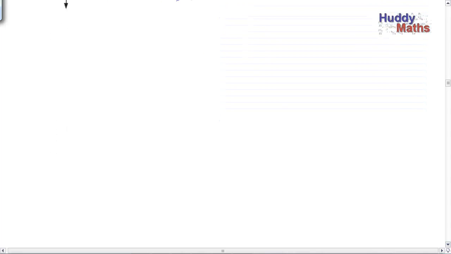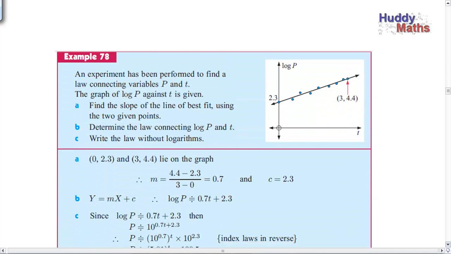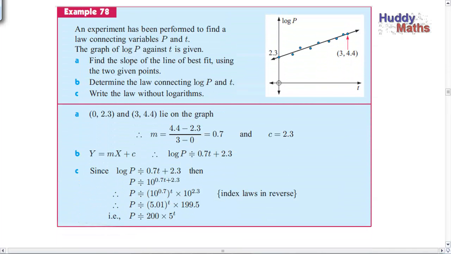Okay, let's have a look at a little example here from Hayes and Harris. An experiment has been performed to find a law connecting variables p and t, and the graph of log p against t is given. So obviously they've left a bit out here. P against t was a curve up here, and then we're going to plot log p against t to see if that curve was due to an exponential function or a power function. So we'll start off with log p against t, and lo and behold, we get an approximate straight line.